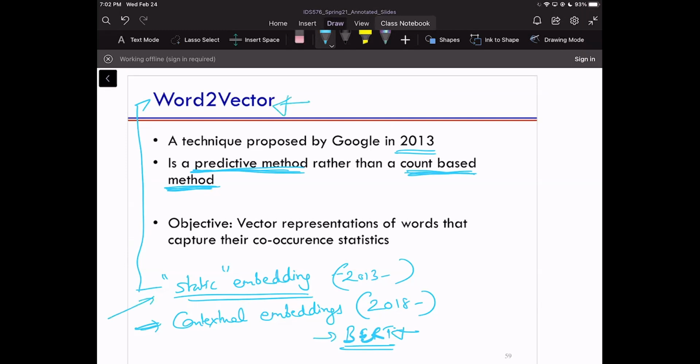So, Professor, in general, these days, do they use contextual embeddings or static?